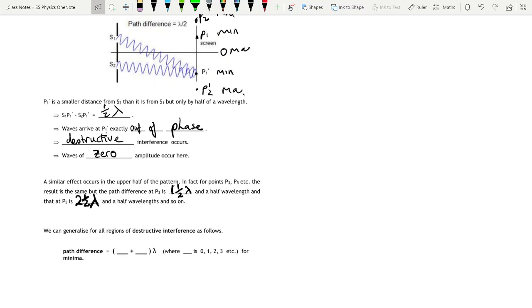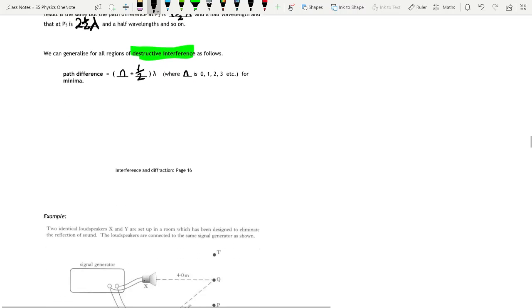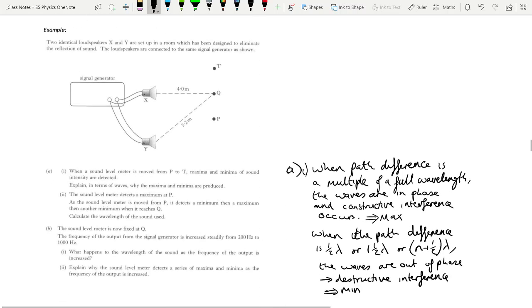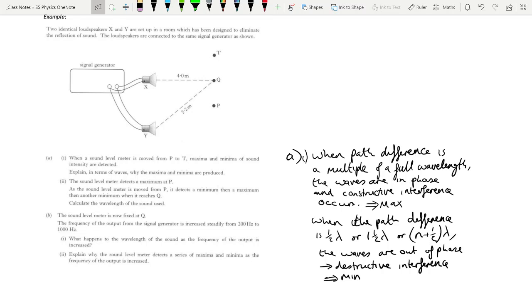So we can generalize for all regions of destructive interference, so where they cancel each other out, your path difference would be n plus a half wavelengths, where n is 0, 1, 2, 3. So 0 plus a half is a half, 1 plus a half is 1.5, 2 plus a half is 2.5. So if it's any sort of multiple of a half wavelength, then you end up with a minima, a destructive piece of interference. Okay, so we're going to do an example of this. I've written the first one out already because otherwise it would take me forever to write it with this pen.